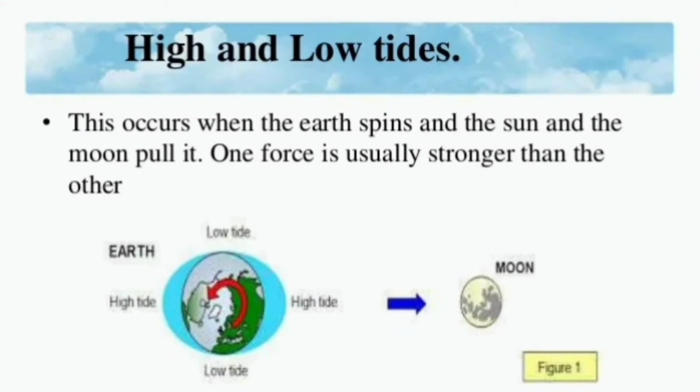High and low tides are also an effect of the rotation of the Earth. This occurs when the Earth spins and the sun and the moon pull on it. One force is usually stronger than the other.